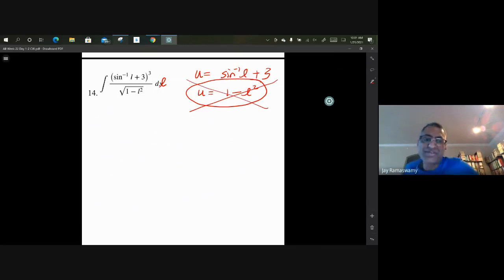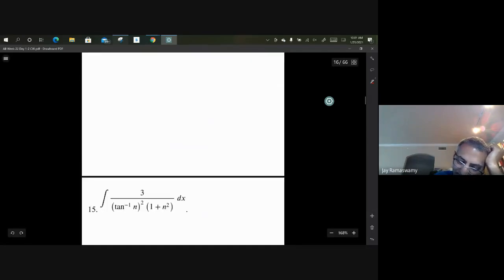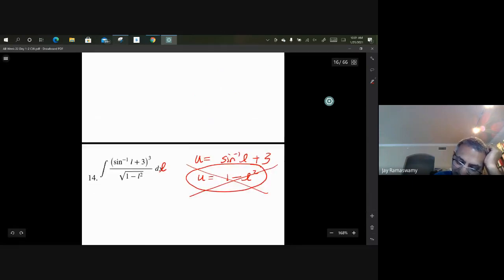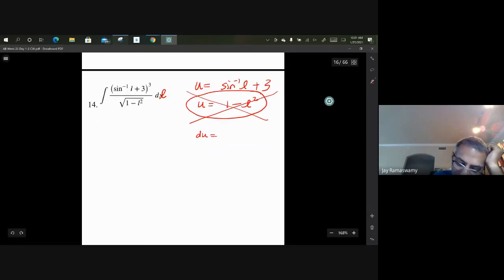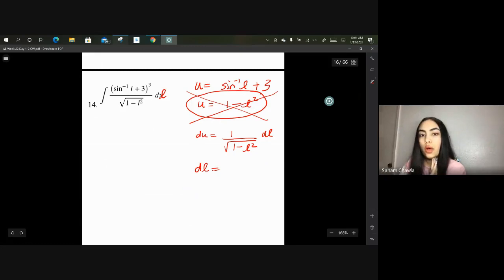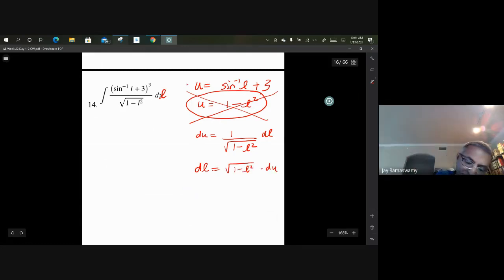Because I'm teaching you how to choose u. You could say, in the composite function, I could choose any piece, and I'm saying which guy will dominate. So du equals 1 over radical 1 minus L square dl. Everybody okay there? Therefore, dl equals radical 1 minus L squared times du. Everybody okay there? So I put bullet points here.